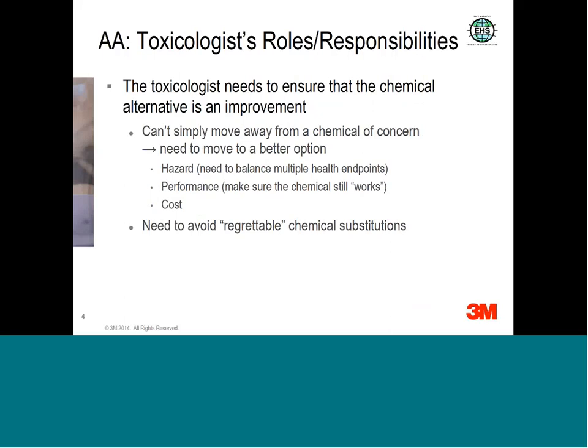This is probably very familiar to a lot of the attendees today, but we as toxicologists need to ensure that the chemical alternative is an improvement, and we can look at improvement in a lot of different ways. But we can't simply move away from a chemical of concern. We need to have a better option.